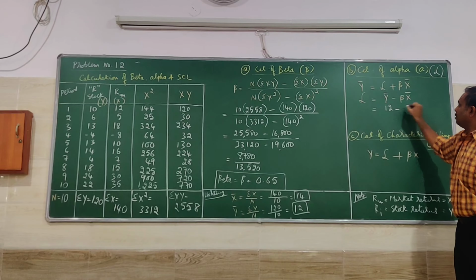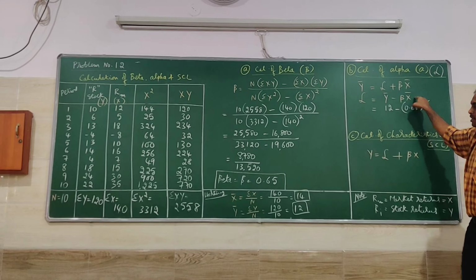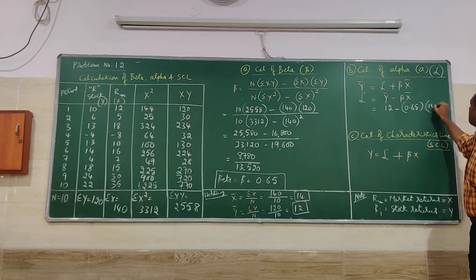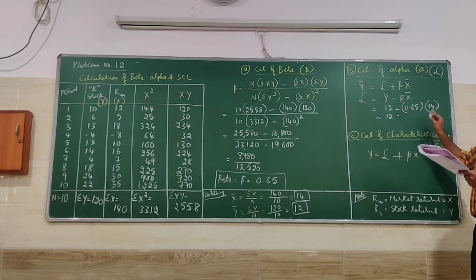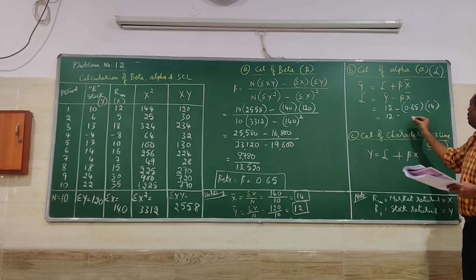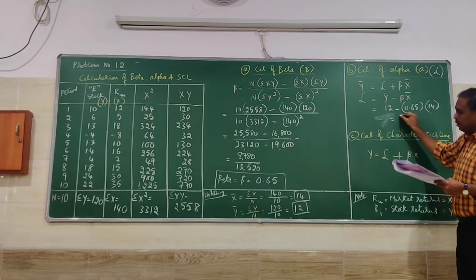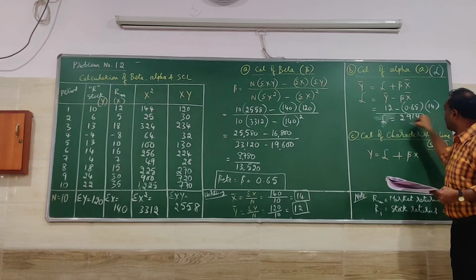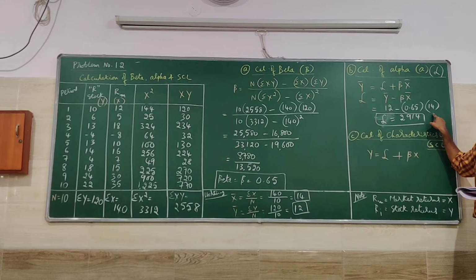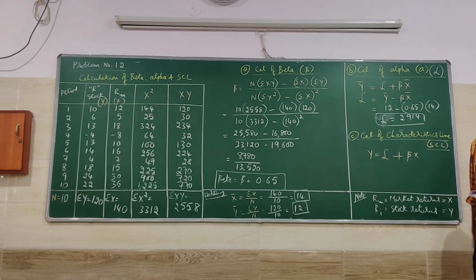Y bar is 12 minus beta. Beta is 0.65. X bar is 14. So we have to simplify. 12 minus, so when we multiply, we get straight away the final value, that is 2.914 is alpha. So first we have to multiply 0.65 into 14, then from 12 we have to minus, we are getting alpha value of 2.914.